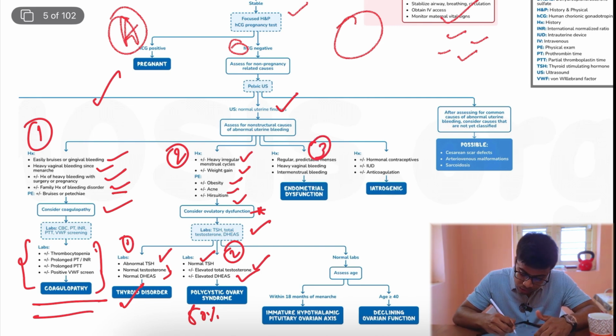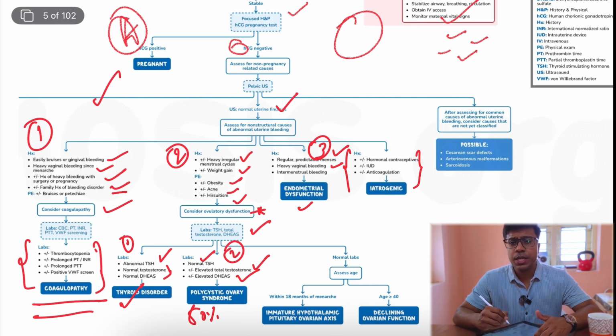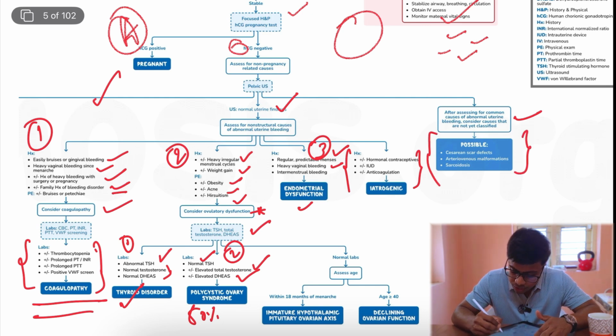Third, if regular menses are there with heavy vaginal bleeding and intermenstrual bleeding, then we have to consider endometrial dysfunction and other causes. If the patient takes IUDs, hormonal contraceptives, or anticoagulation, then it is an iatrogenic cause. Apart from that, after assessing common causes of abnormal uterine bleeding, we have to consider other causes: possibly a cesarean scar defect, arteriovenous malformation, and sarcoidosis.